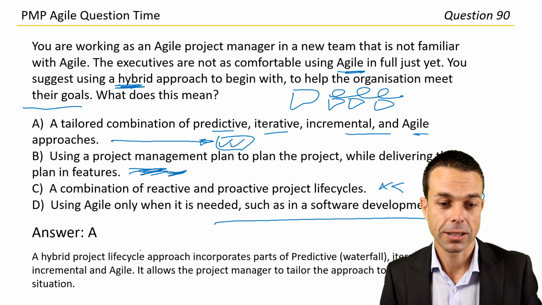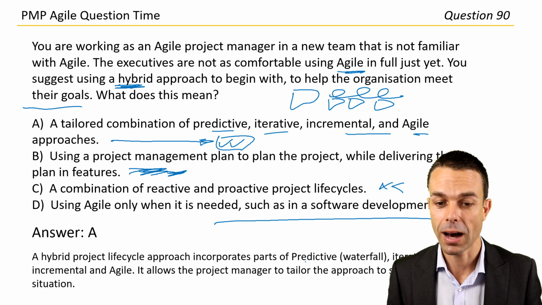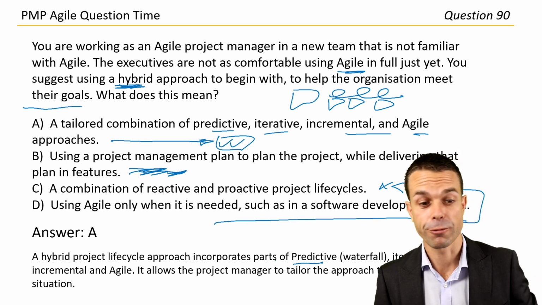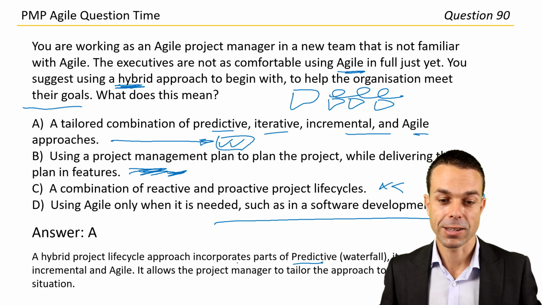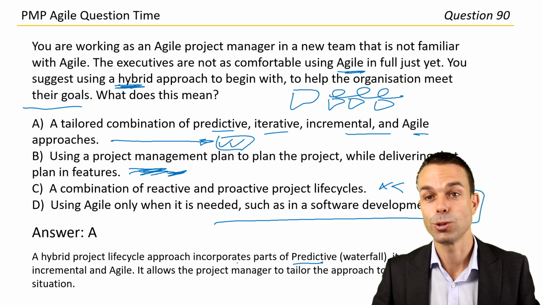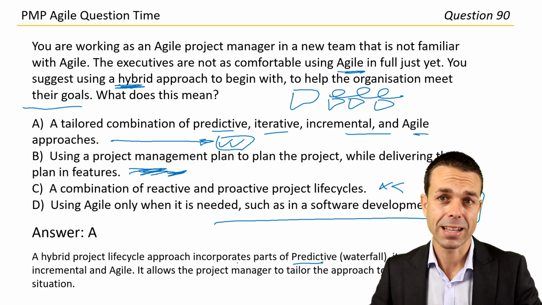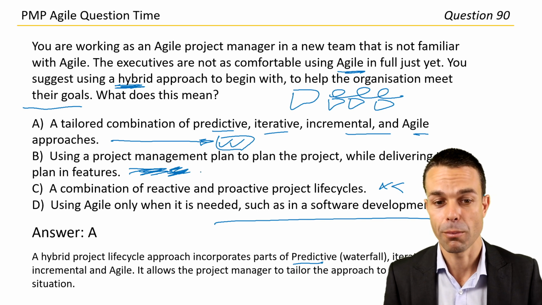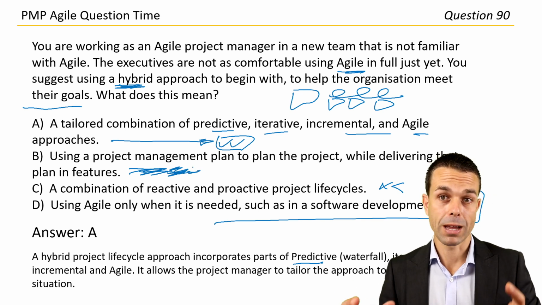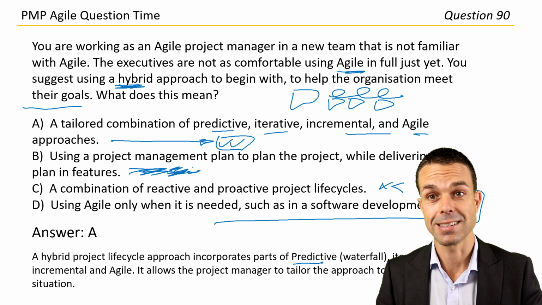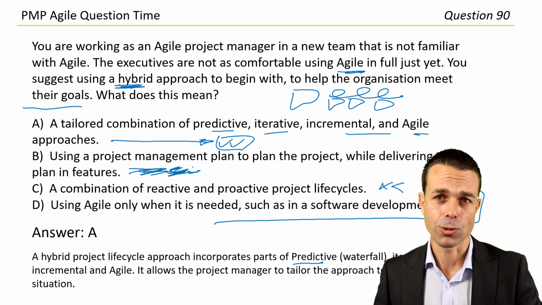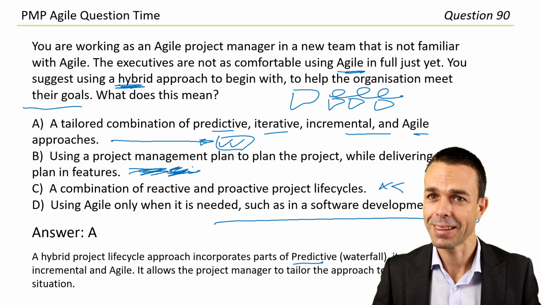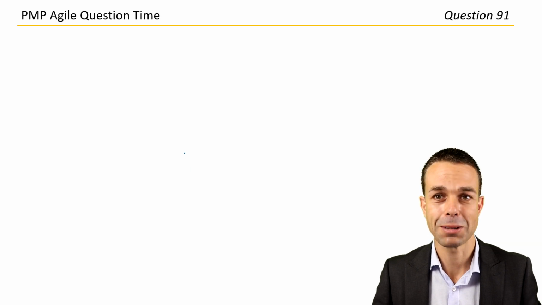A hybrid project lifecycle approach incorporates parts of predictive, iterative, incremental, and agile. It allows the project manager to tailor the approach to suit the situation. And that's part of the point. So while answer B, we just had a few different things, but overall, we want to be able to take lots of different pieces as they suit our situation. And that's why answer A is the best one there. All right, that was a little bit tricky. Good job, guys. Keep going.